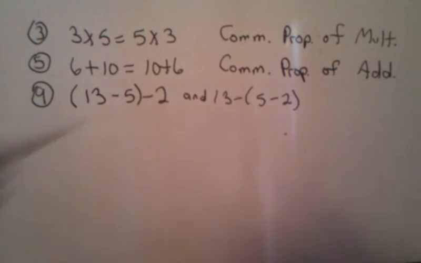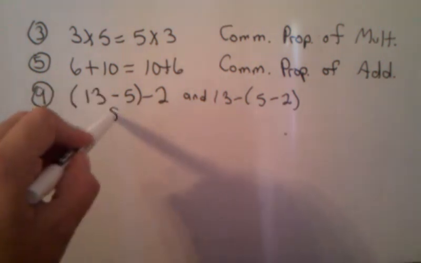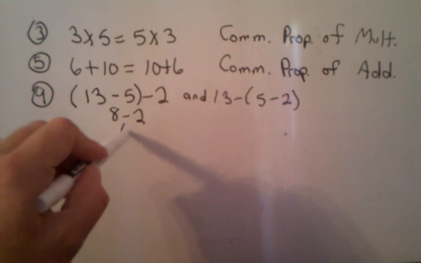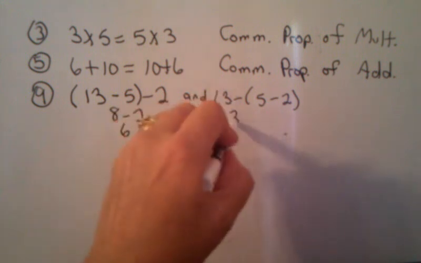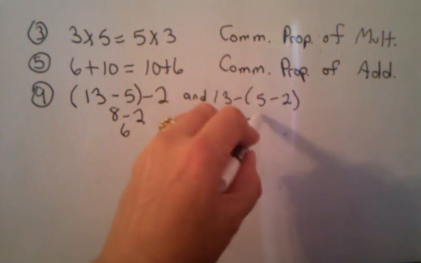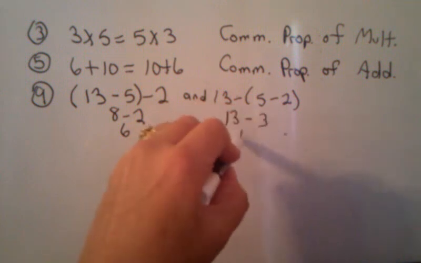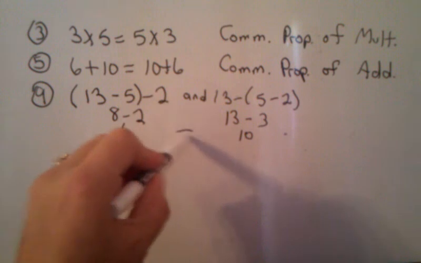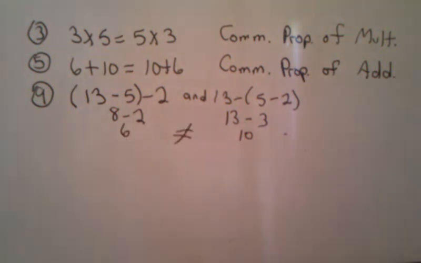Well, let's look at it. 13 minus 5 is 8. Minus 2 is 6. 13 minus, 5 minus 2 is 3. 13 minus 3 is 10. 6 doesn't equal 10. So it's not associative. So number 9 is false.